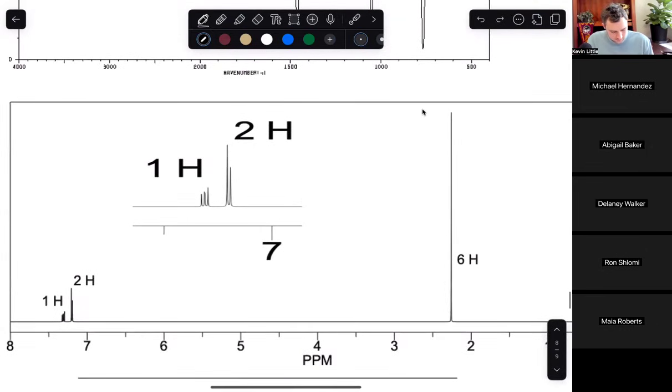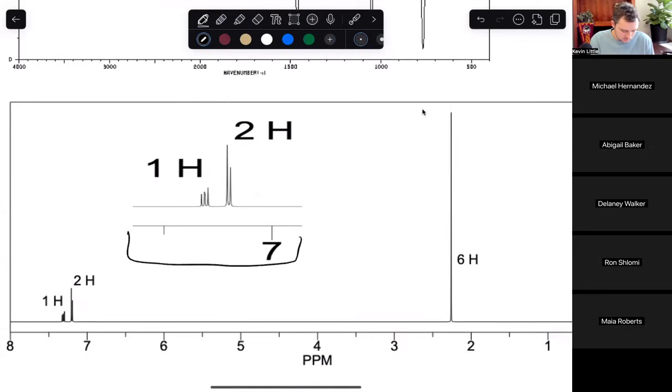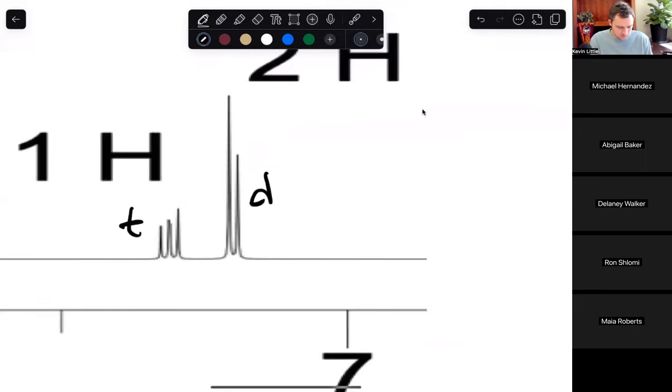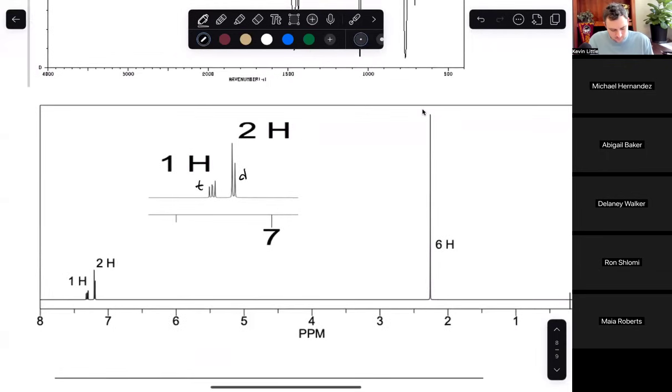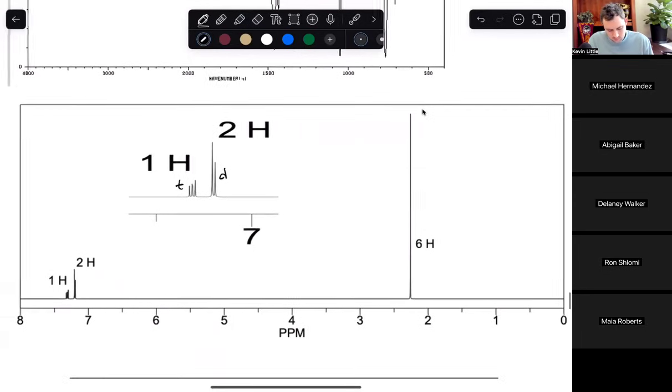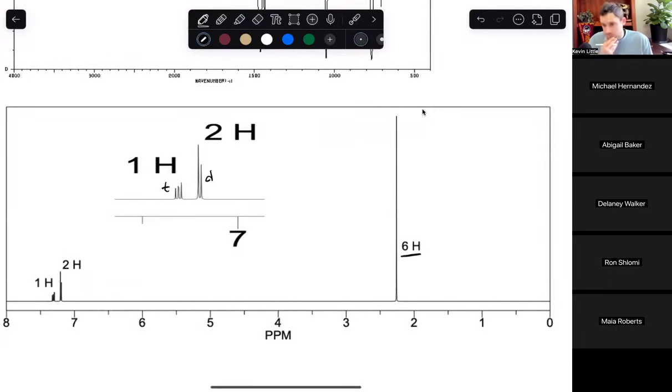So this is just a zoom in of this region. Helps me kind of see things. I'm not going to worry about the complex splitting here. This looks like a doublet to me, and this looks like a triplet. You can kind of see that there's some weird complex splitting if you zoom in, but I'm not going to worry too much about that. So I have a 2 hydrogen doublet and a triplet, and then 6 hydrogens as a methyl.